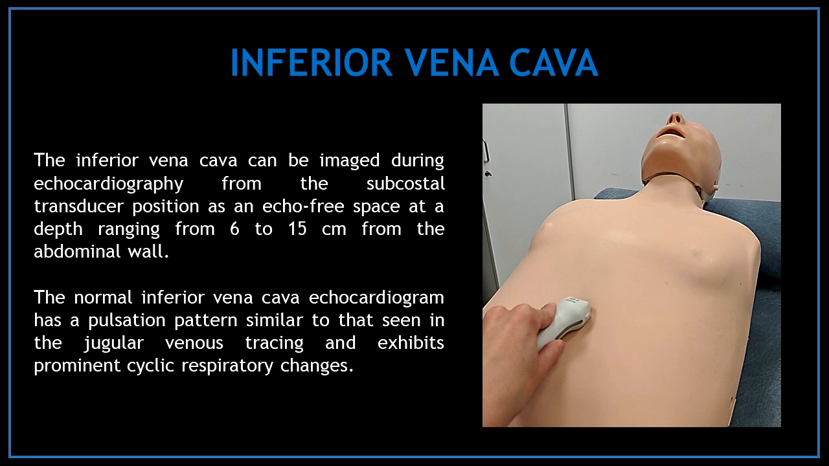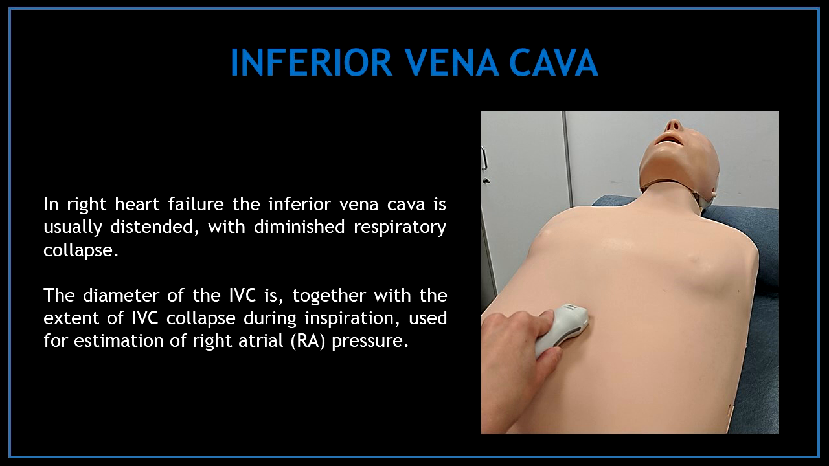The normal inferior vena cava echocardiogram has a pulsation pattern similar to that seen in the jugular venous tracing and exhibits prominent cyclic respiratory changes. Why is this important? Because in right heart failure, the inferior vena cava is usually distended, with diminished respiratory collapse.